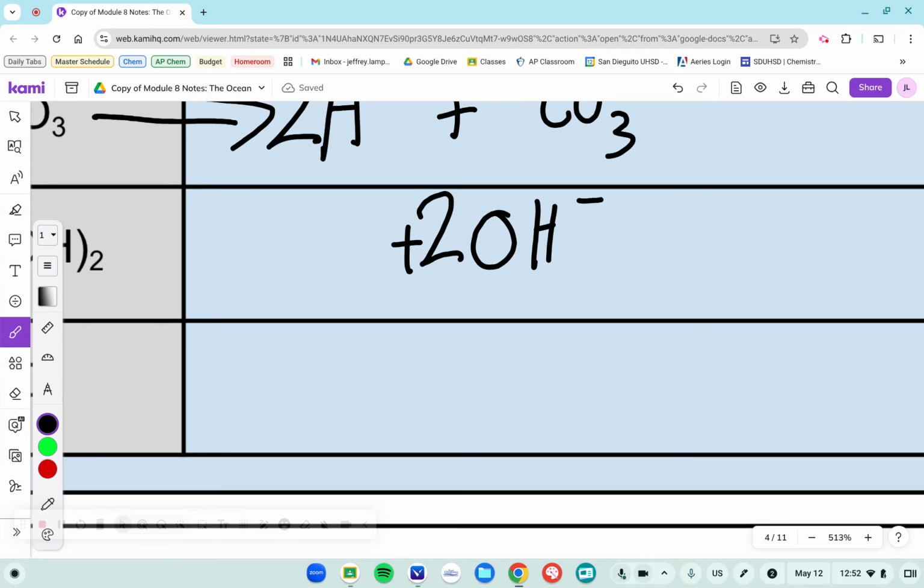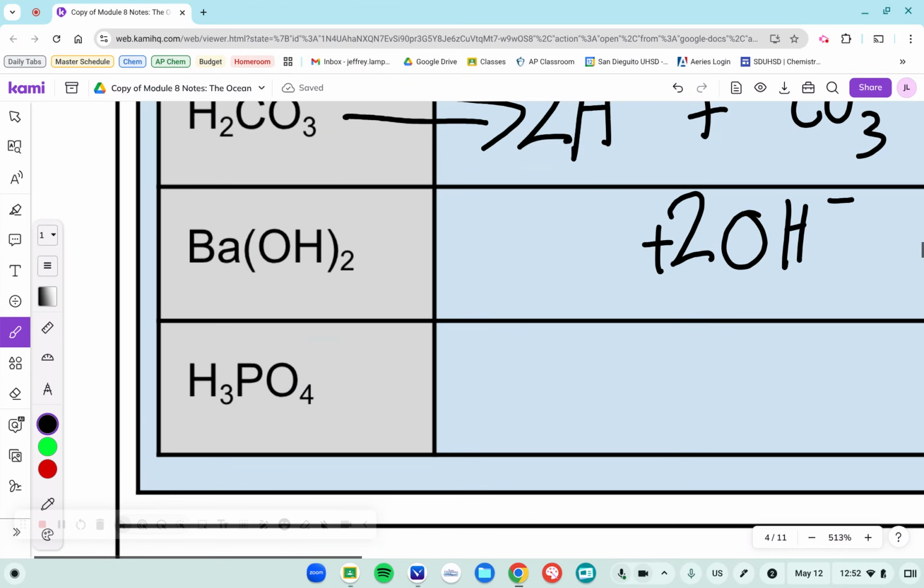Now we just need to write out the other part. So if I separate off 2 OH minuses from BaOH2, the OHs are gone. So I'm just left with Ba. Now let's think about the charge. BaOH2 is neutral. We have 2 negatives. So what should the charge on Ba be? Positive what? Positive 2. Okay. So I put Ba plus 2 plus 2 OH minus. All right, questions so far? All good?